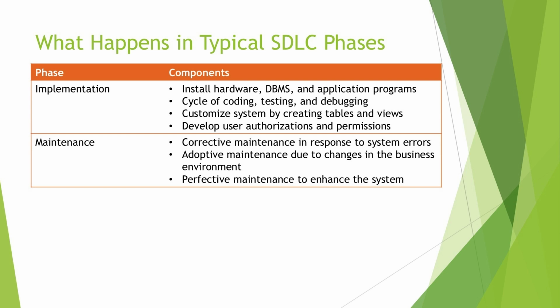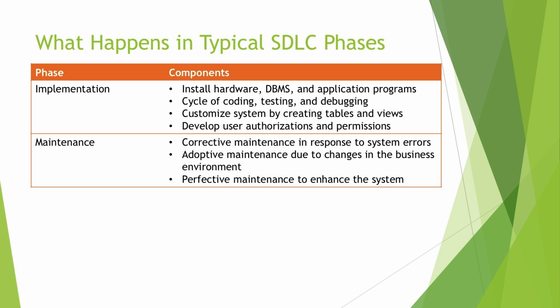Adaptive maintenance is due to changes in the business environment. So you've put, in this case, a new system in place, and then over time there is a change to the business. This change isn't significant enough to have you put a whole new system in, but it may call for you to make some changes to the system.